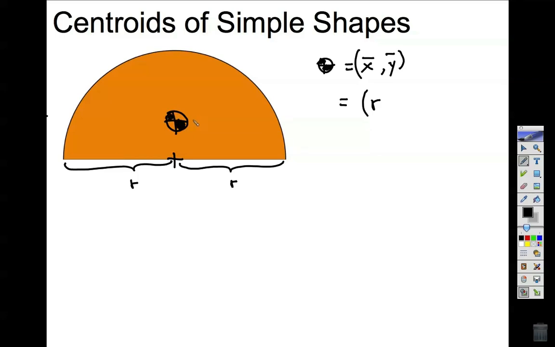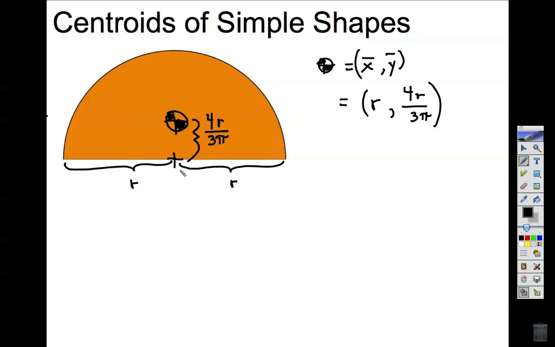And in order to find this height, we take 4 times the radius divided by 3 pi. That is how much higher, 4r over 3 pi, the centroid is above the center of a full circle.